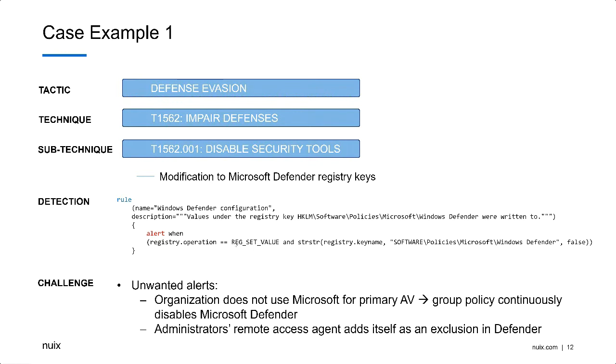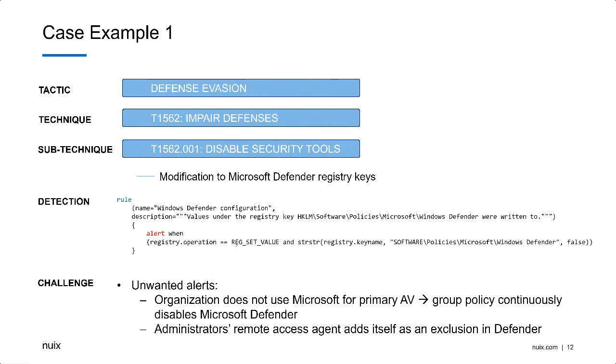I'm going to alert when there is a registry set value operation, and the key name that's operated on contains software policies Microsoft Windows Defender. And the false term you see there is just to tell it that it's doing a case insensitive comparison. So don't be case sensitive when you look for that registry key name. Okay, so that's the initial detection.